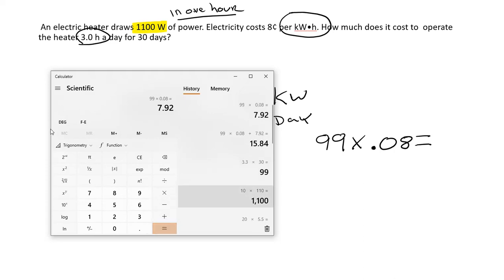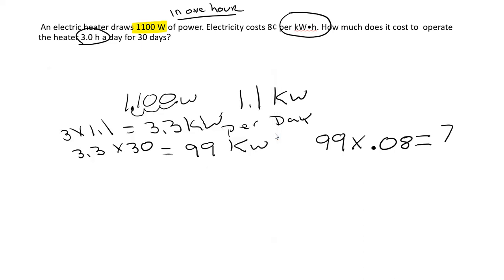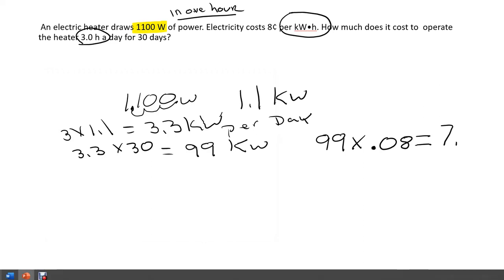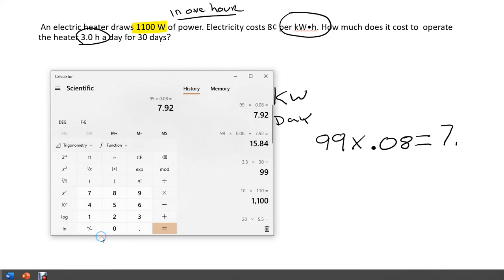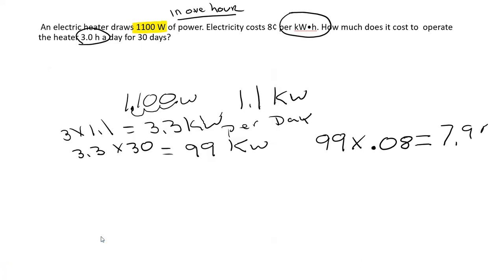It's going to cost us $7. Oops, that jumped away pretty quick. And 92 cents. So if your girlfriend, mom, sister, aunt, grandma uses the hairdryer for 3 hours nonstop every day for 30 days, it's only going to cost $7.92.